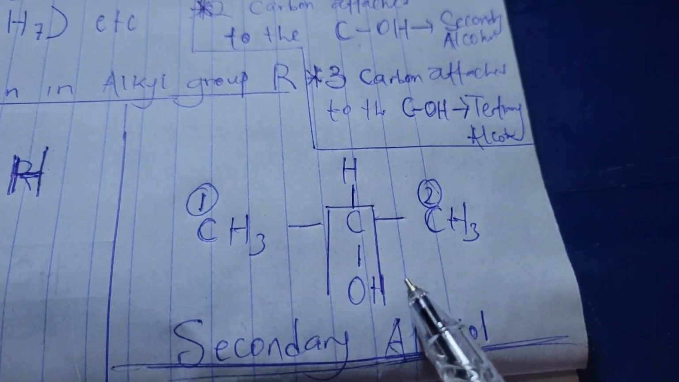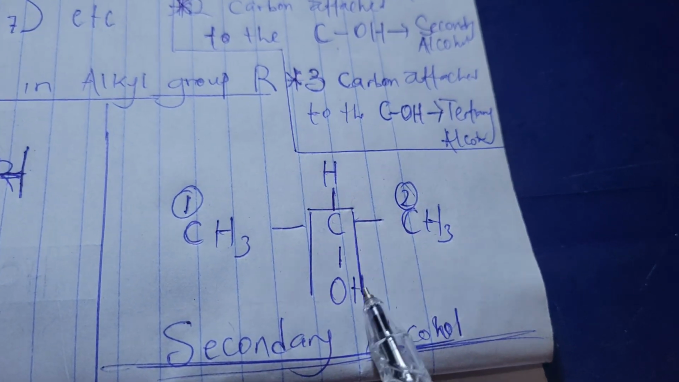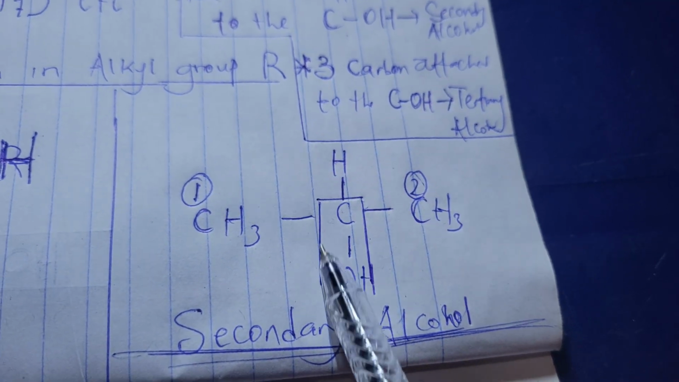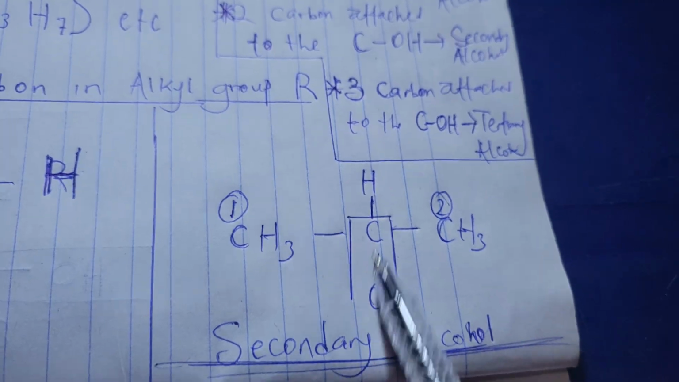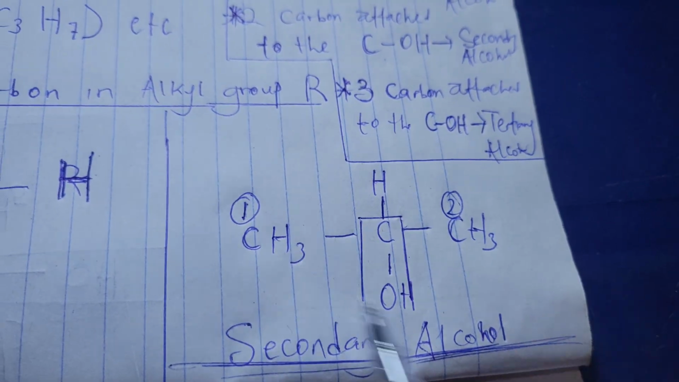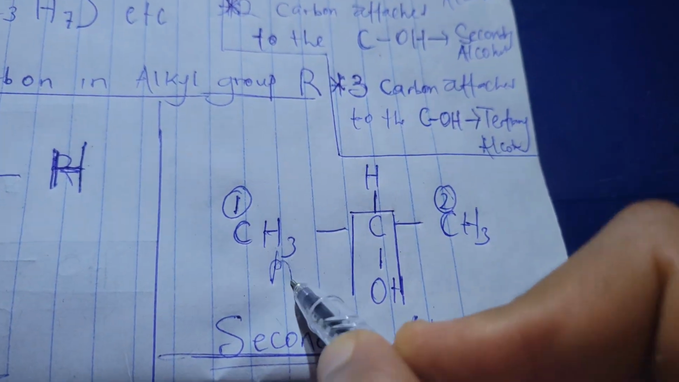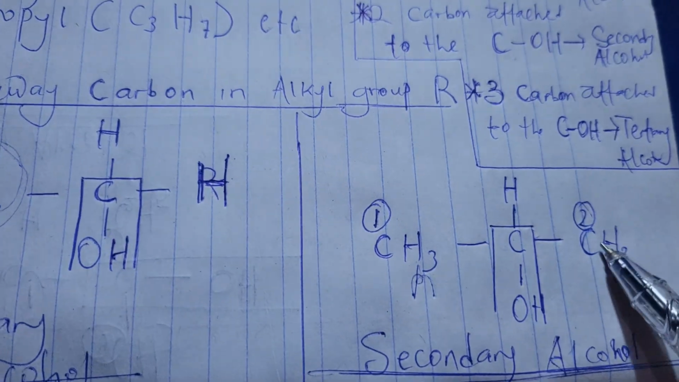Now let's go to the next one. They gave this structure. You can see that this is the COH, the C that has the OH. You first isolate it, then you check the surrounding elements. You can see this is one R. I told you that there is always carbon in R. This is another R.